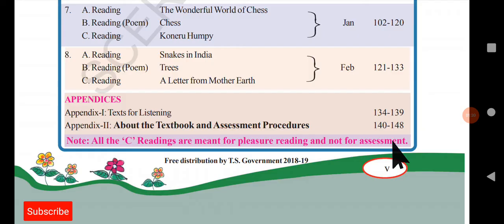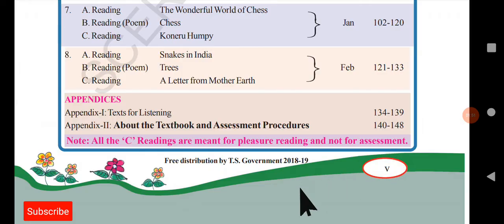pleasure reading, in the sense they are only for some sort of grammar and storytelling and all. That's it. They are not for the examination. Those C readings will not be asked for the examinations. Okay, so for your exam, for your assessment, you will be getting only reading A and reading B.